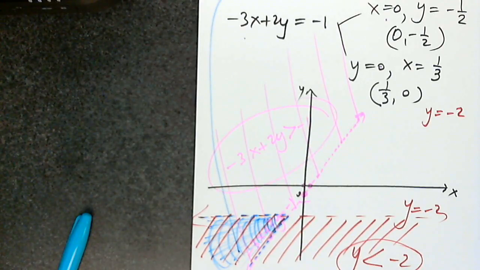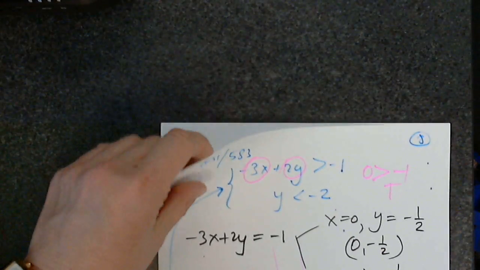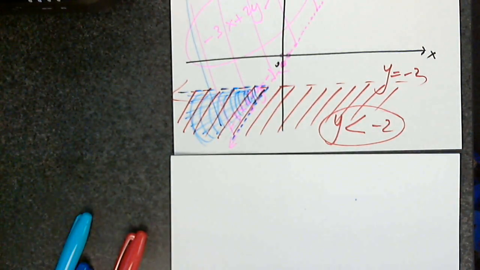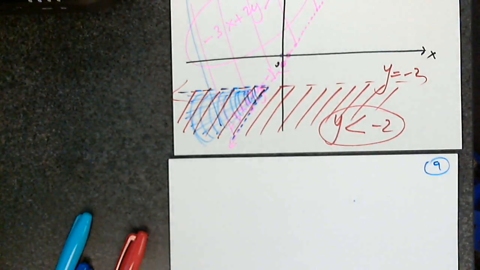And relationships among variables: direct, inverse, and joint. Okay. So what do we start with? What would you like to start with? Yes. Very good. Bless you.